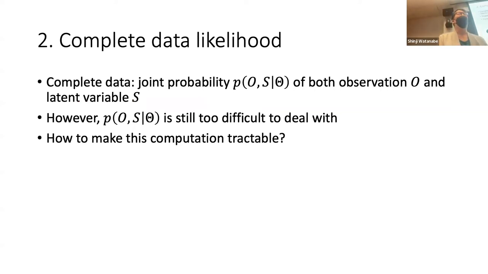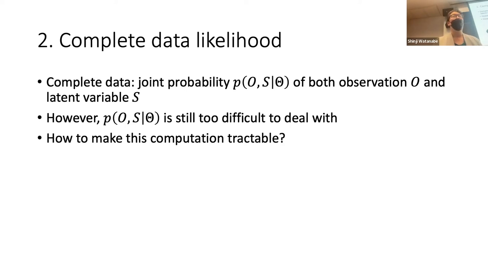So complete data likelihood is actually important. I said that this is a joint probability of the observation and the latent variable. So why do people call it complete data? Because if we know the observation and the latent variable is also observable, we can treat this situation as complete data. This is not actually exactly true, since S is the latent variable, but if we make this a joint probability, we can regard it as complete data. So that's why we call this distribution the complete data likelihood.